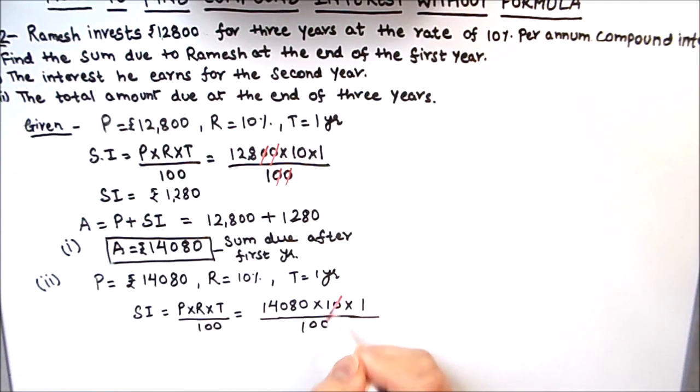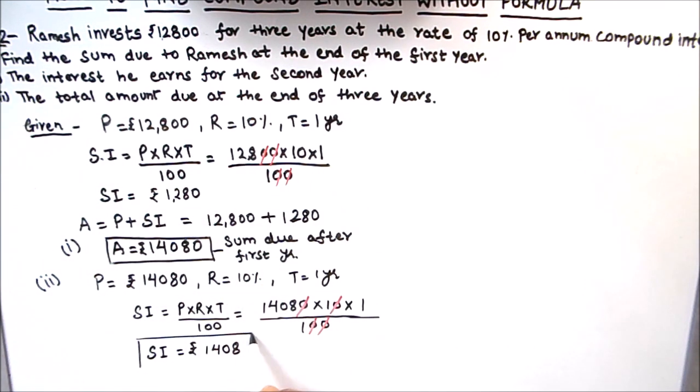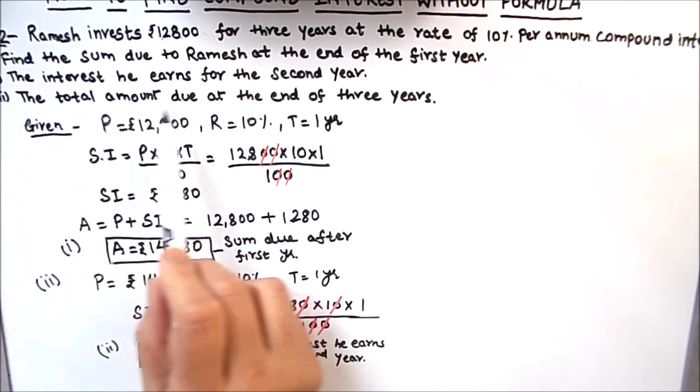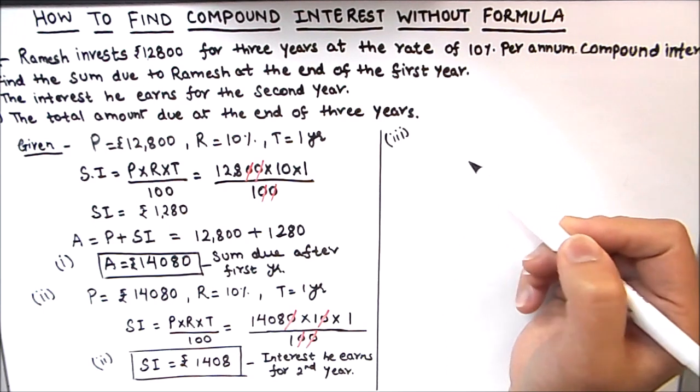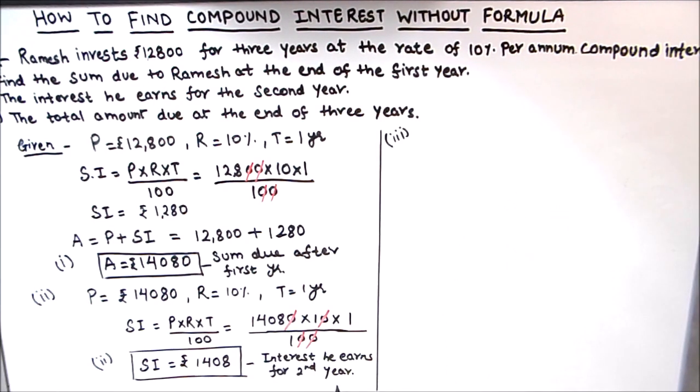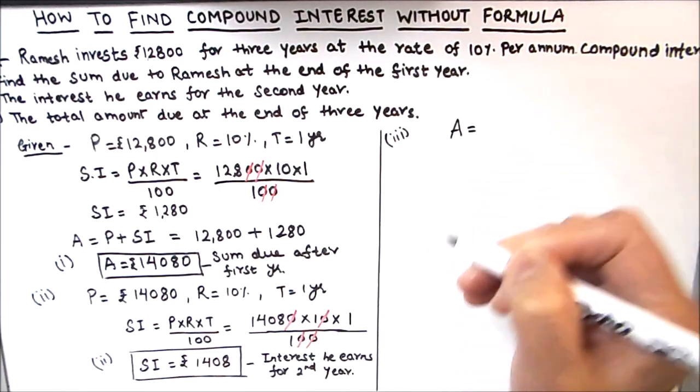So now these two zeros get cancelled with these two zeros, and we are left with simple interest is equal to, so this is the interest he earned for the second year. This is our second answer. Interest he earns for second year. Now our third question is the total amount due at the end of 3 years. That means we need to find the interest for the third year, and for that we are going to find the amount for the second year, which is going to be used as the principal for the third year.